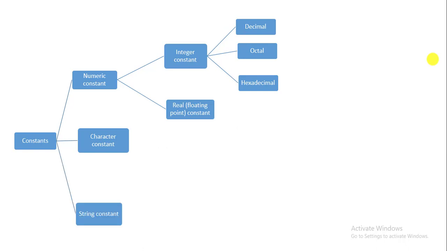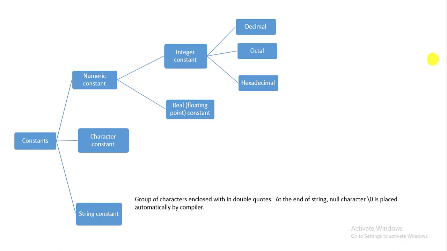Next, string constants. A string constant is nothing but a group of characters enclosed within double quotes. And one important thing about a string is that at the end of every string a null character like \0 is placed automatically by the compiler.